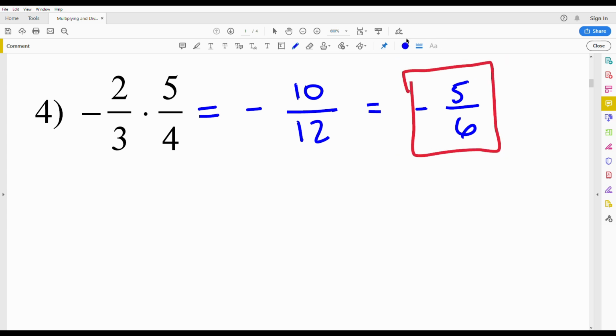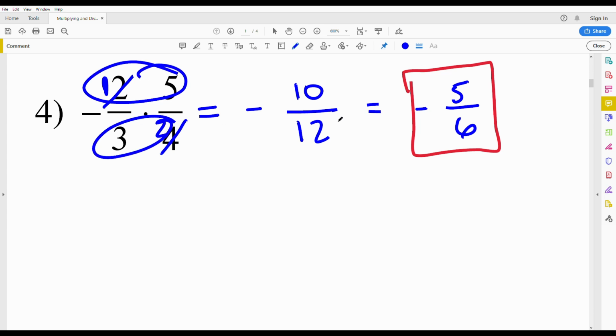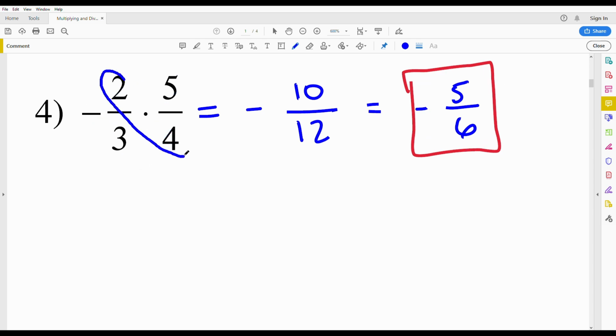And another way you could simplify down earlier, and again, I just like showing multiple different ways until one clicks or sticks. But for number 4, we could have recognized that both 2 and 4 are divisible by 2. So if we divided our 2 by 2, we would get 1 here. And if we divided our 4 by 2, we would get 2 here. So simplifying before I even multiply, 1 times 5 is 5. 3 times 2 is 6. Negative 5 sixths. And again, that's because these had a greatest common factor that divided both of them.